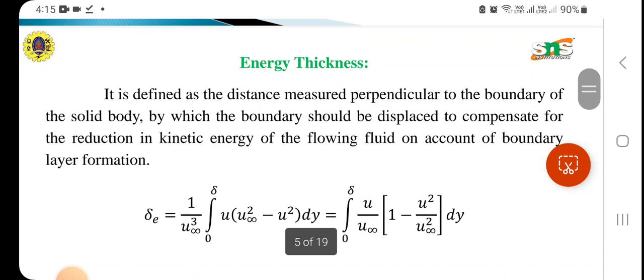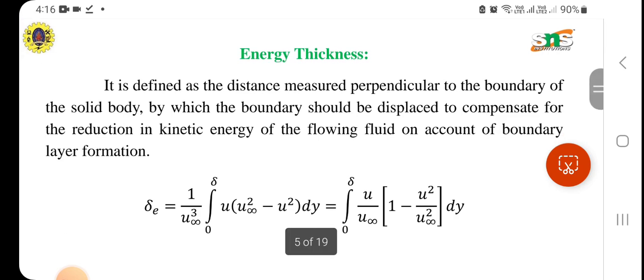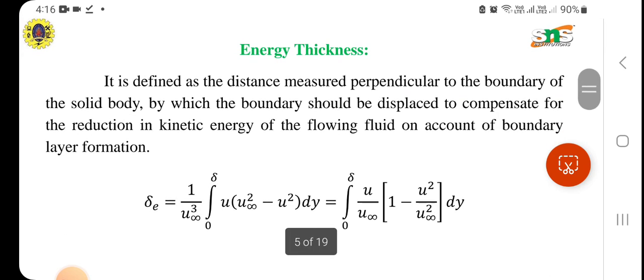So if the velocity is reduced due to the stationary plate or stationary object present in an open channel or in a pipe flow, then the momentum and energy will be reduced. So energy thickness is measured perpendicular to the boundary of the solid body by which the boundary should be displaced to compensate for the reduction in kinetic energy of the flowing fluid on account of boundary layer formation. It is given by del E, integral 0 to del of u by u infinity into 1 minus u square by u infinity square into dy.